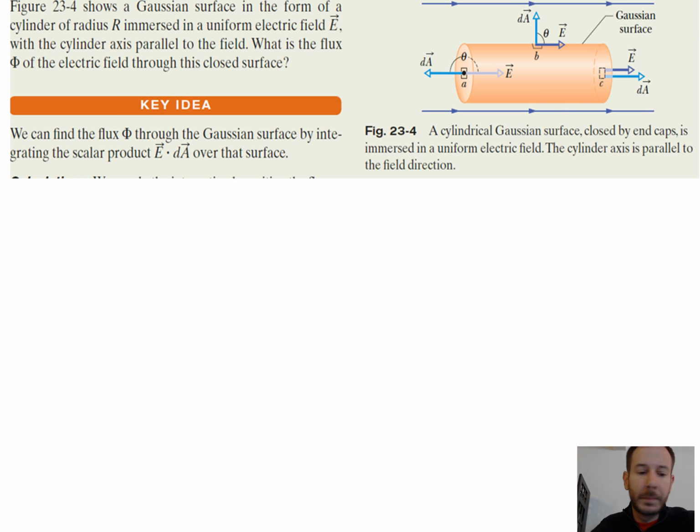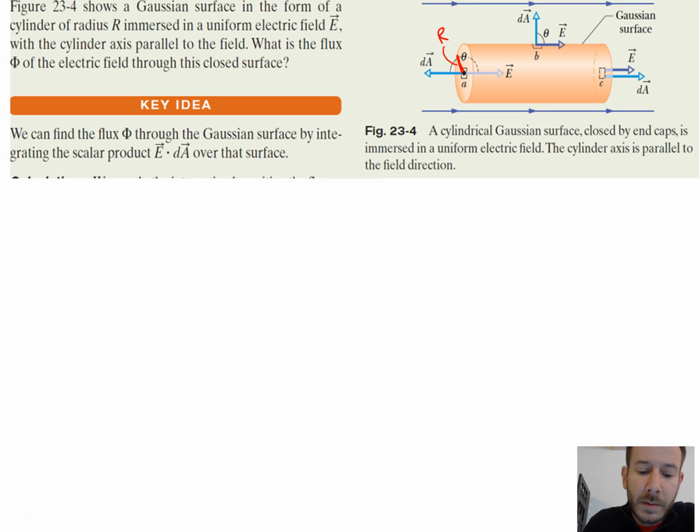So let's do an example. All right, so the figure shows a Gaussian surface in the form of a cylinder of radius r. All right, so this is going to be our radius here. That'll be r. It's immersed in a uniform electric field E. So we have our electric field going across like this. What is the flux phi of the electric field through this enclosed surface? So we want to try to find the flux.